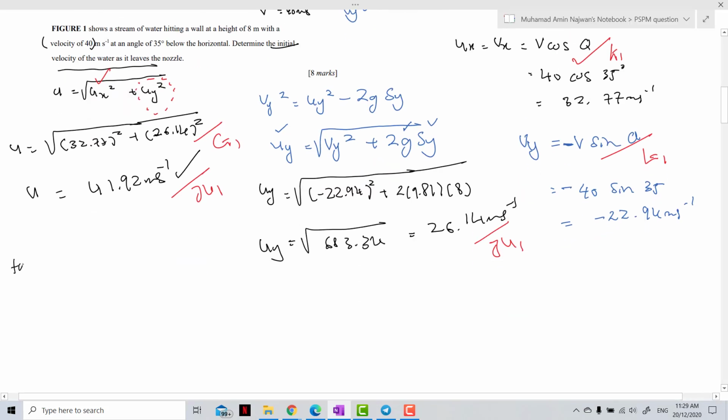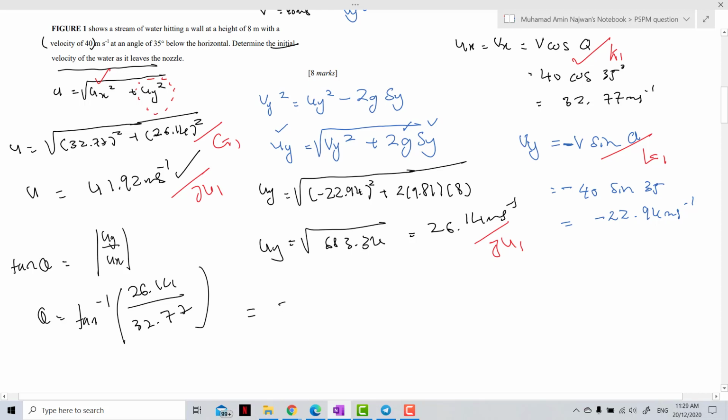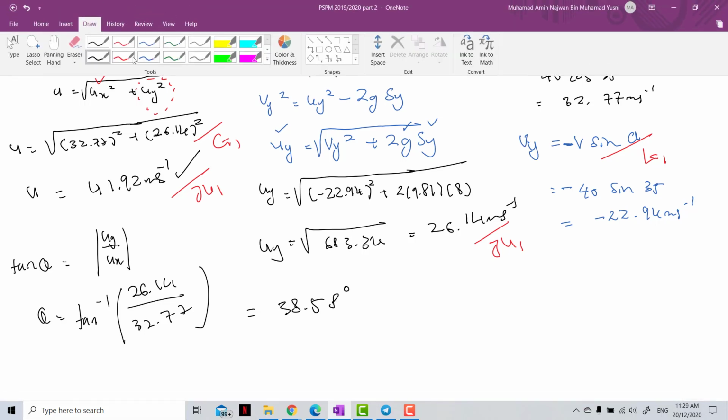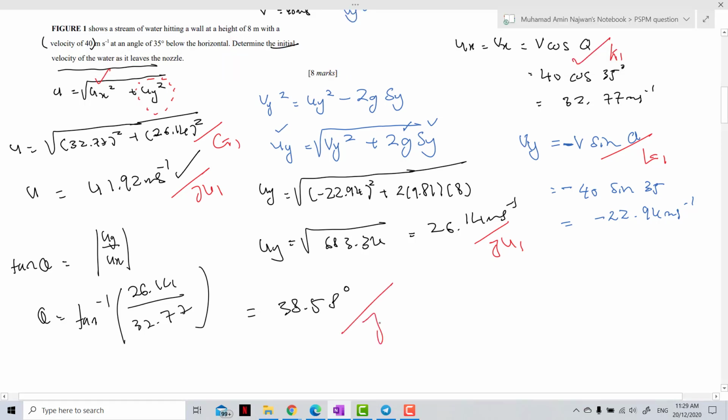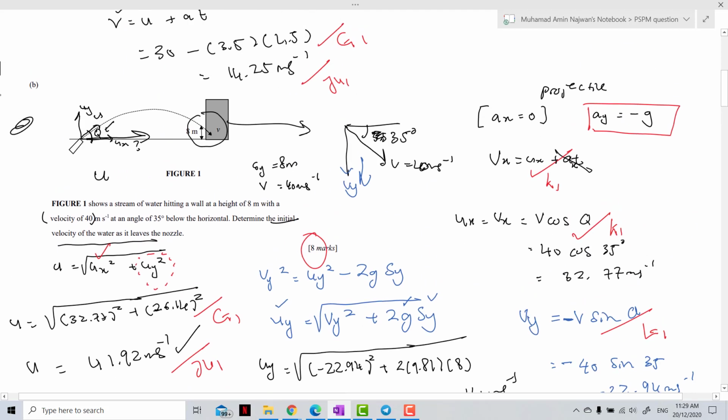To find the angle, tan theta equals UY over UX. So theta will be equal to tan inverse of our UY, which was 26.14, divided by 32.77. So we will get our angle equal to 38.58 degrees. Then you get the full 8 marks. If you don't do this, you don't get the full 8 marks. Be careful with these types of questions.